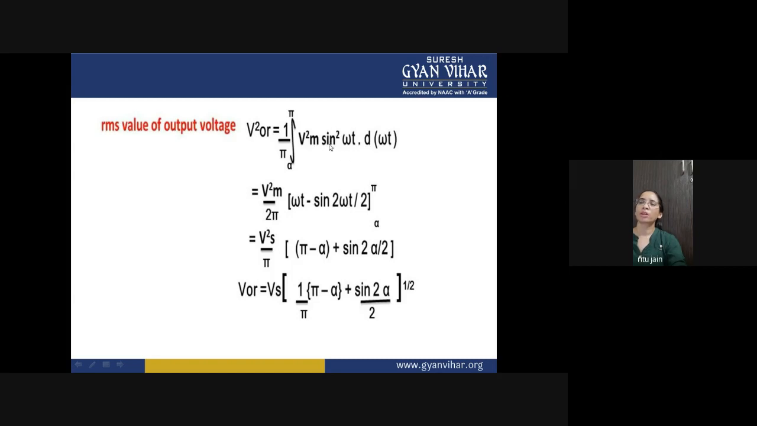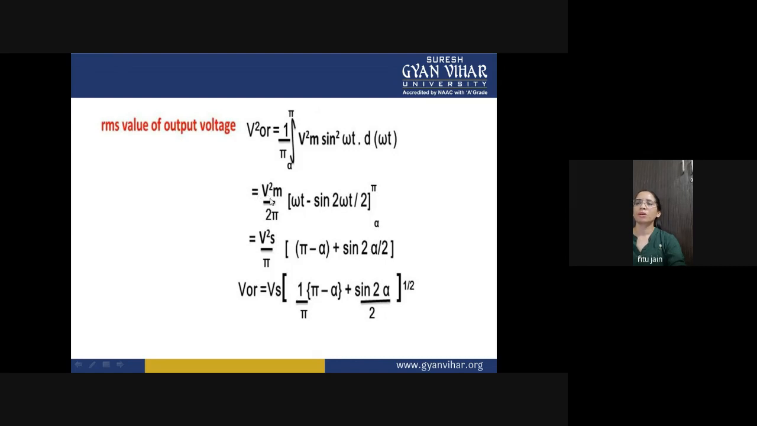How can you integrate this equation? You know the formula cos 2 theta is equal to 1 minus 2 sine square omega t. When you put sine square omega t equal to 1 minus cos 2 theta upon 2, you can easily integrate this equation. So after integration, you will get omega t minus sine 2 omega t upon 2, with limits from alpha to pi.